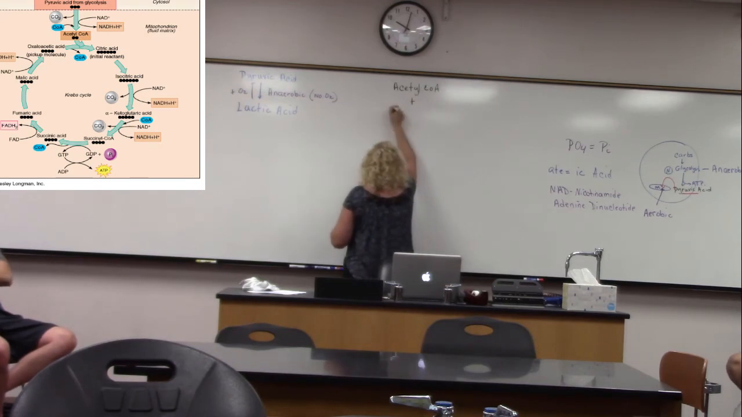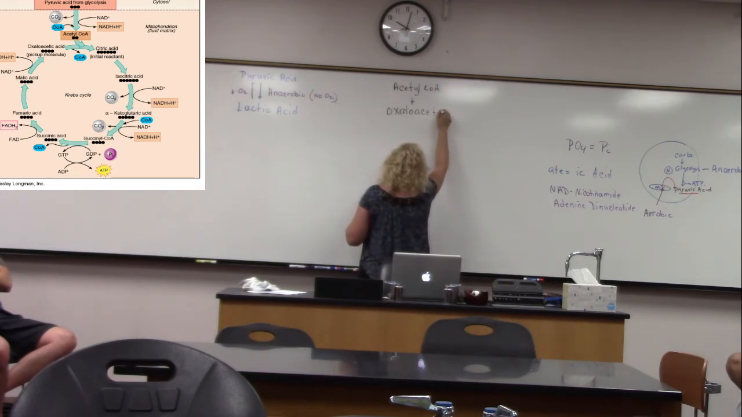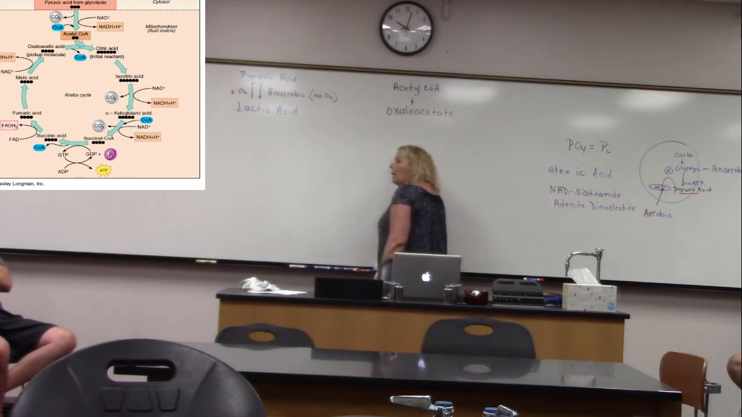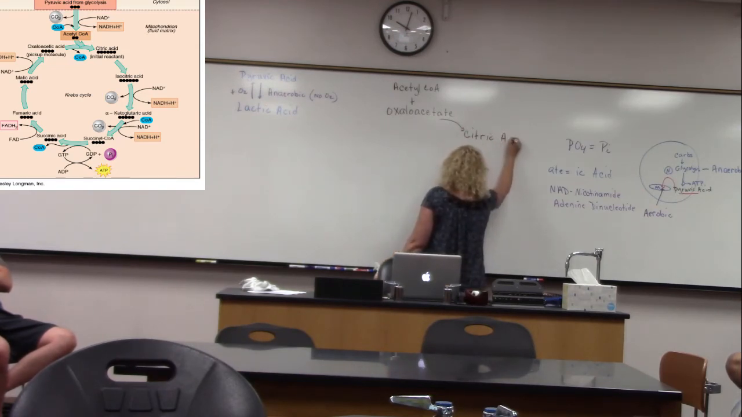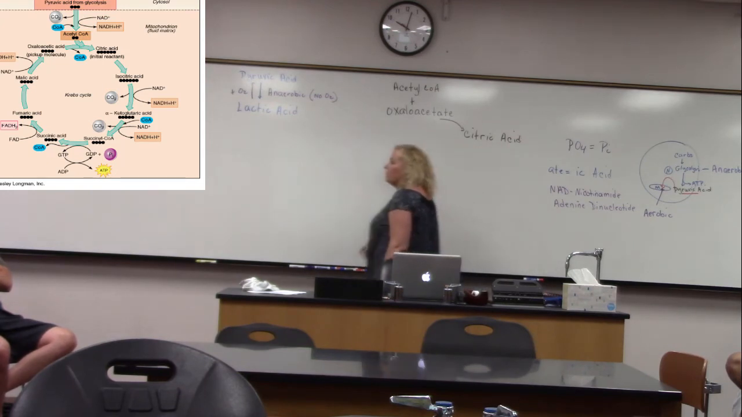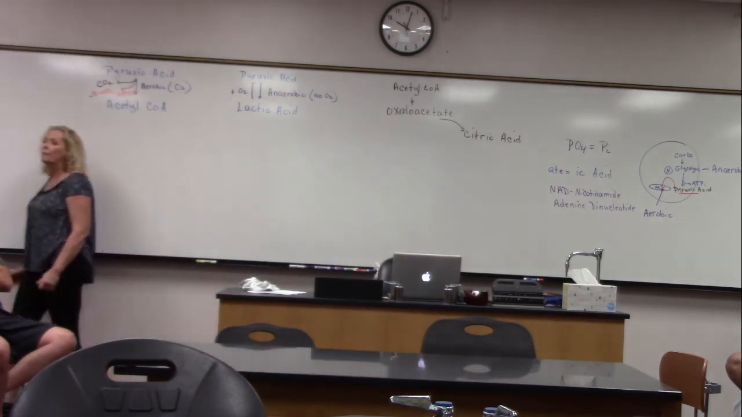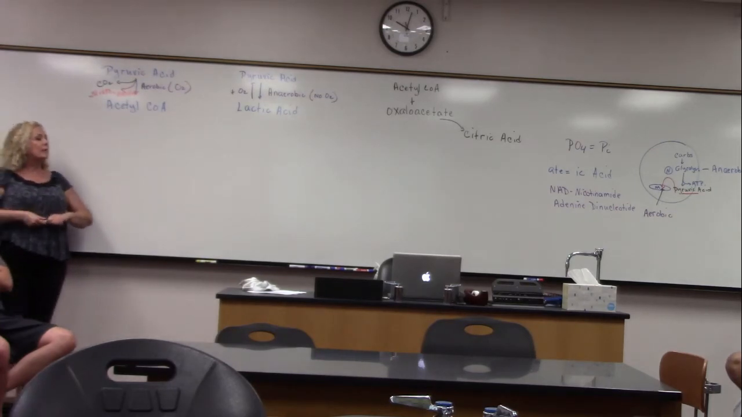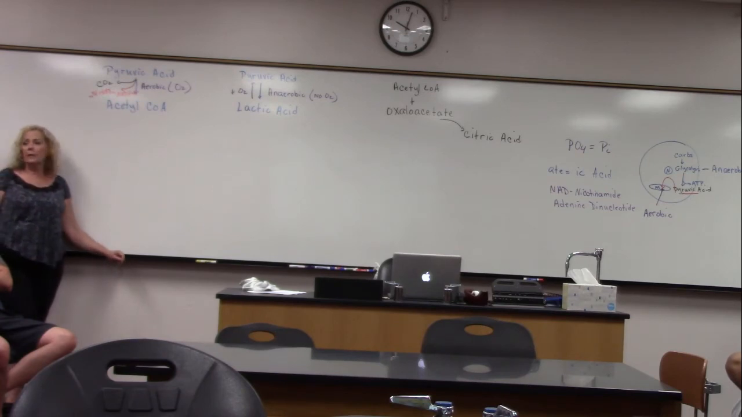And acetyl coenzyme A is going to bind to a chemical called oxaloacetate. And when these two bind, we're going to form a molecule called citric acid, which is what this cycle is called. This is the citric acid cycle that we're going to go through. Sometimes you'll hear people refer to this as the Krebs citric acid cycle. That's because Dr. Krebs came up with this.